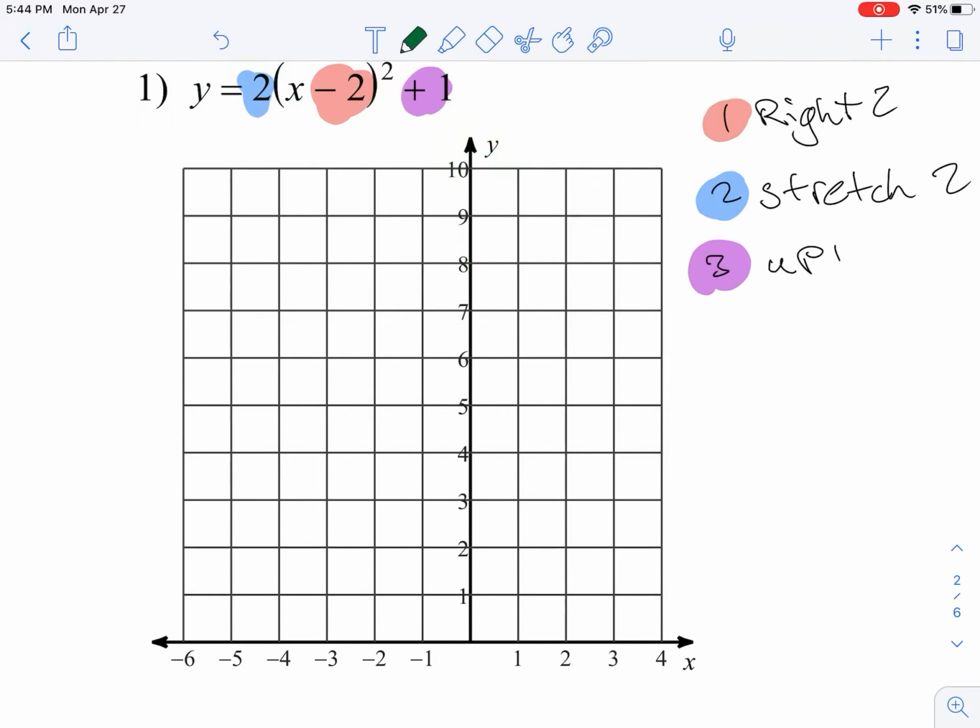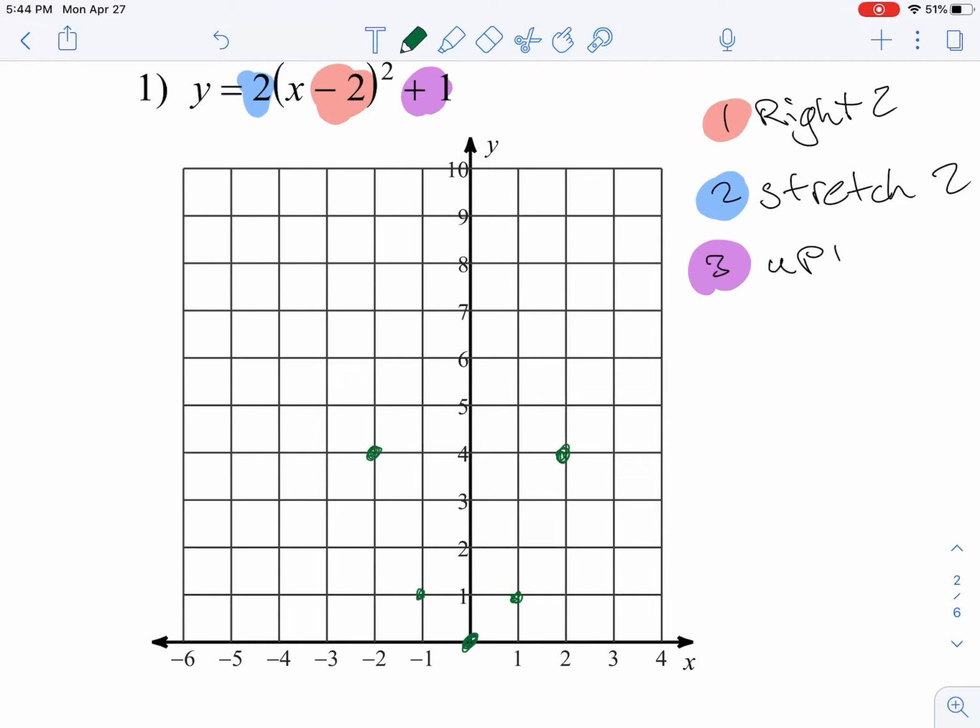I'm going to do this whole thing in green. So our parent points, and we'll see this on the parent table down below, are (-2, 4), (-1, 1), (0, 0), (1, 1), (2, 4). These are the parent points that we are going to use every time.